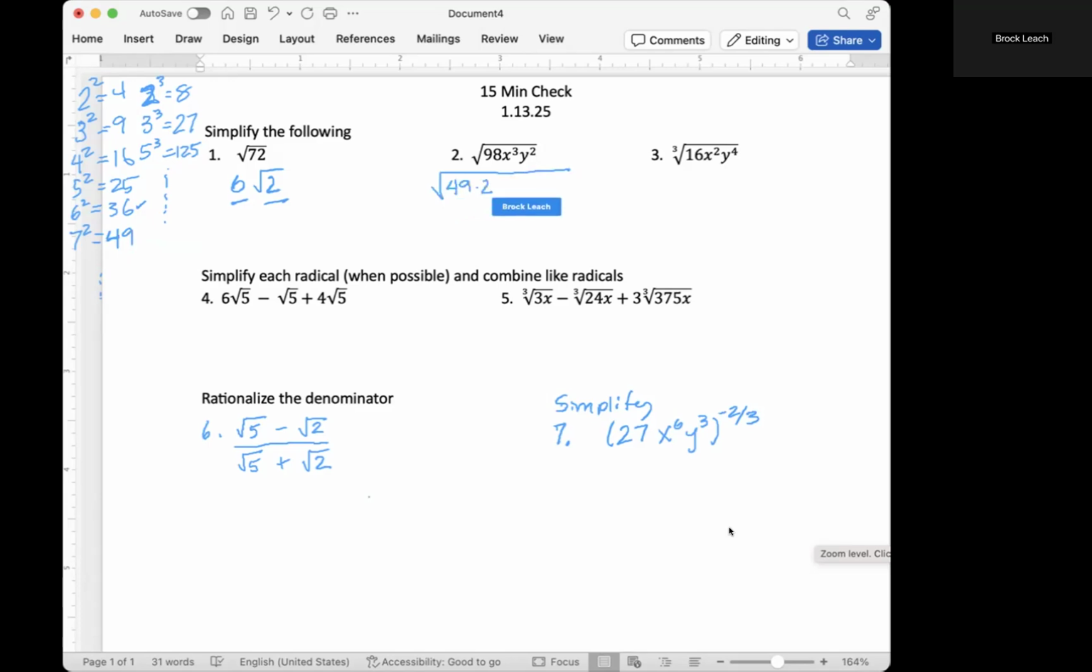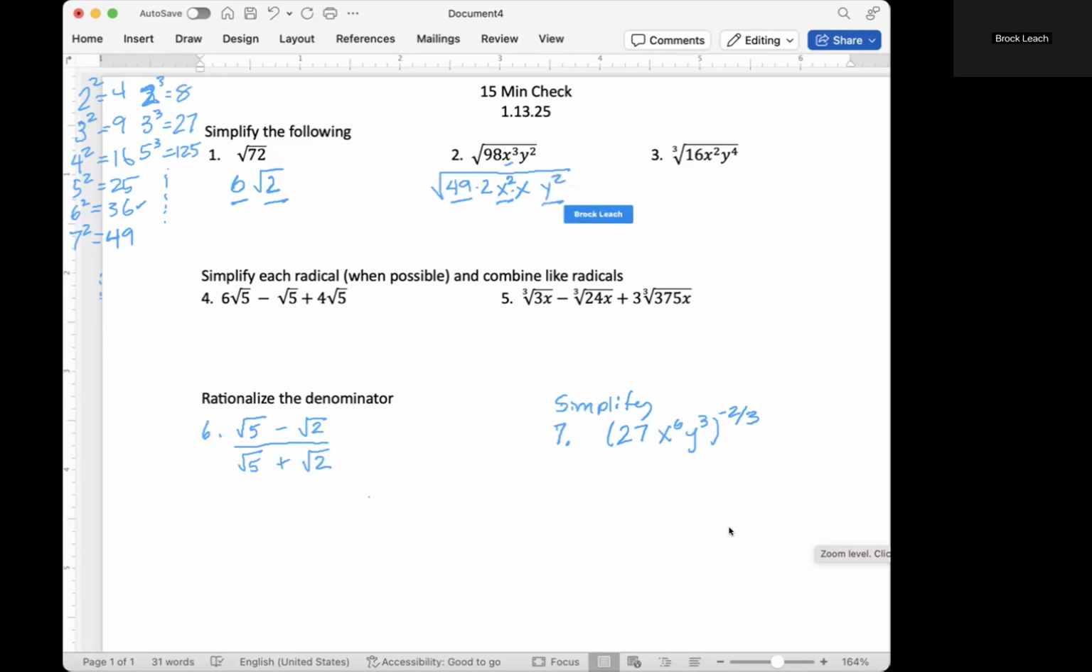And then I've got x to the third. Well, this is a square root, so it's got to be something divisible by 2. So I do have an x squared times x. We just broke that up into something with a perfect square, which is x squared. And then we have the y squared, which is a perfect square.